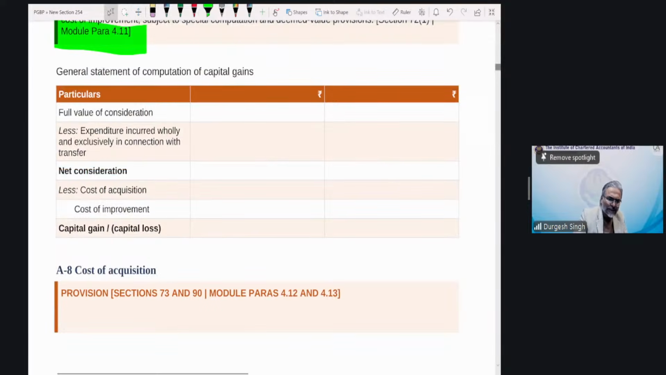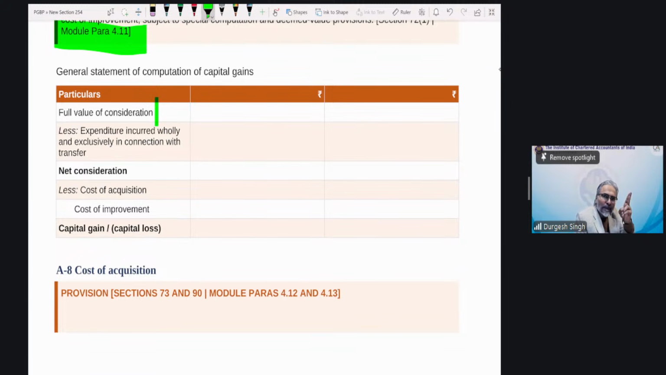Full value of consideration, less expenditure incurred wholly and exclusively in connection with transfer, net consideration, less cost of acquisition, cost of improvement, and capital gains. I told you earlier, and last time I'm telling you again. This is the format you get right from the first value till the end value, for the head capital gains.